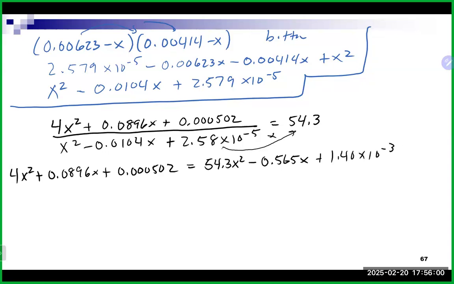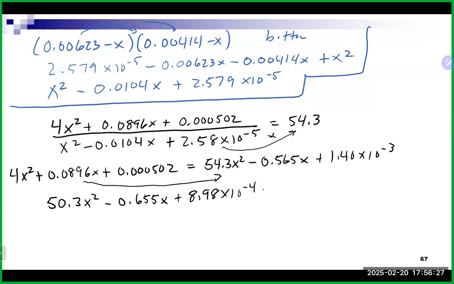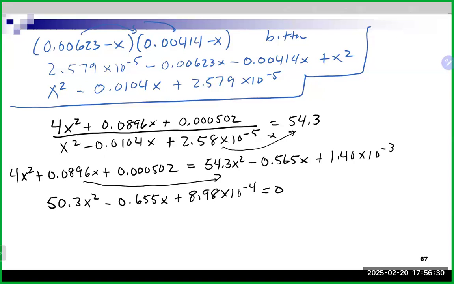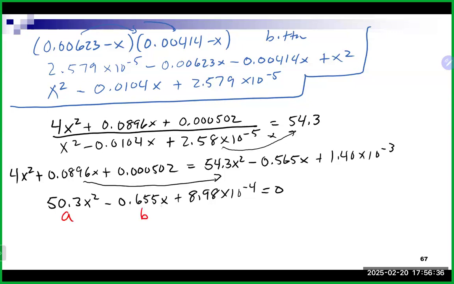At this point, we could just combine everybody to one side. I'm going to move everybody on this side over here because that'll give me a positive x squared. You don't necessarily have to, but I'll just keep the x squared part positive. If I do that, I'm going to end up with 50.3x squared minus 0.655x plus 8.98 times 10 to the minus 4 is equal to 0. And if I didn't screw that up, there's a good chance that I didn't, hopefully, that is an A, B, and C happening in this case. Any questions up to there?